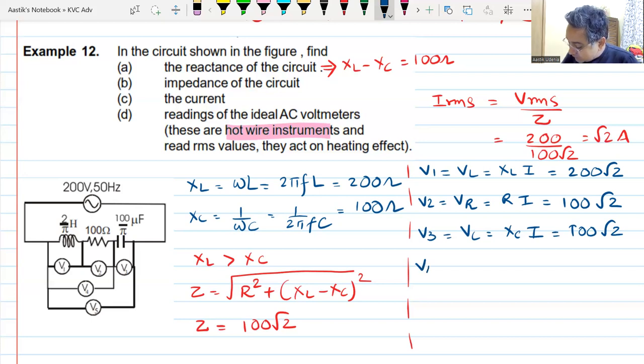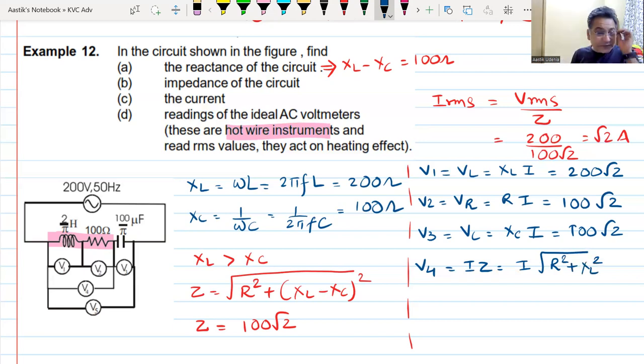The only thing that might give you a lot of trouble is V4. Remember, this V4 is the voltage across the series combination of L and R. So this is the LR circuit, you just multiply this current by the value of Z, and the value of Z for that circuit would be the under root of R square plus XL square. Do we understand this? That is the value of Z for that circuit.